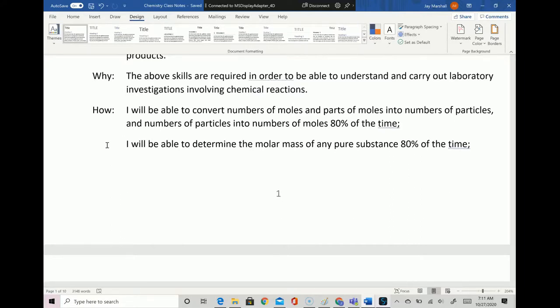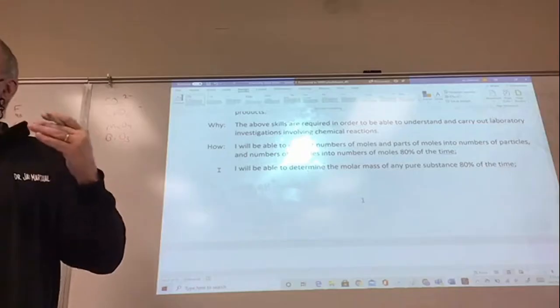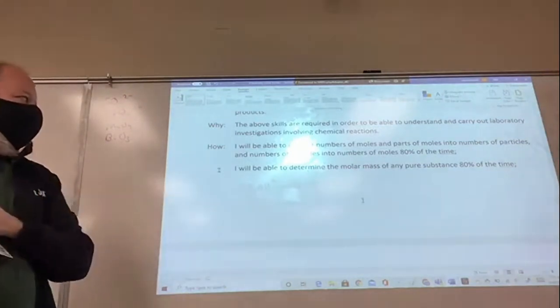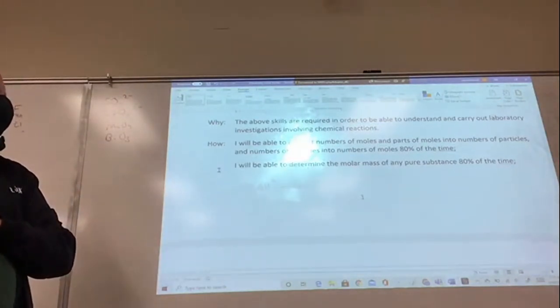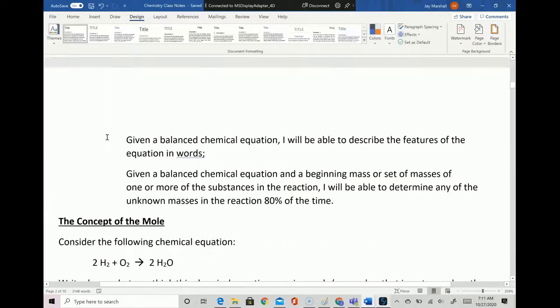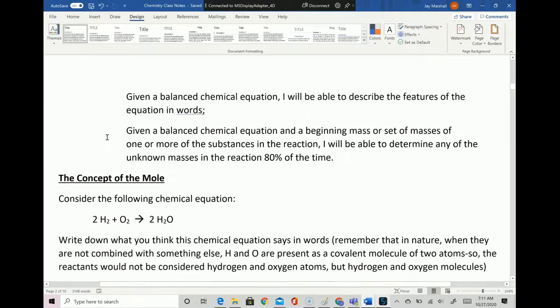A mole is a certain number of particles, so why wouldn't I expect you to be able to say, well, if I have half a mole, how many particles is that? If I have 0.7596 moles, how many particles of substance is that? I will also expect you to be able to determine the molar mass of any pure substance, and we'll figure out what that is, although you should already have a pretty good idea.